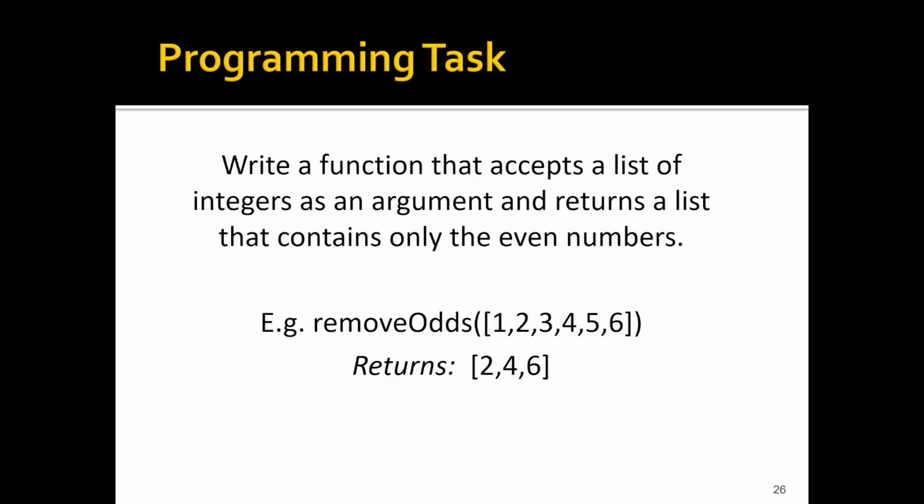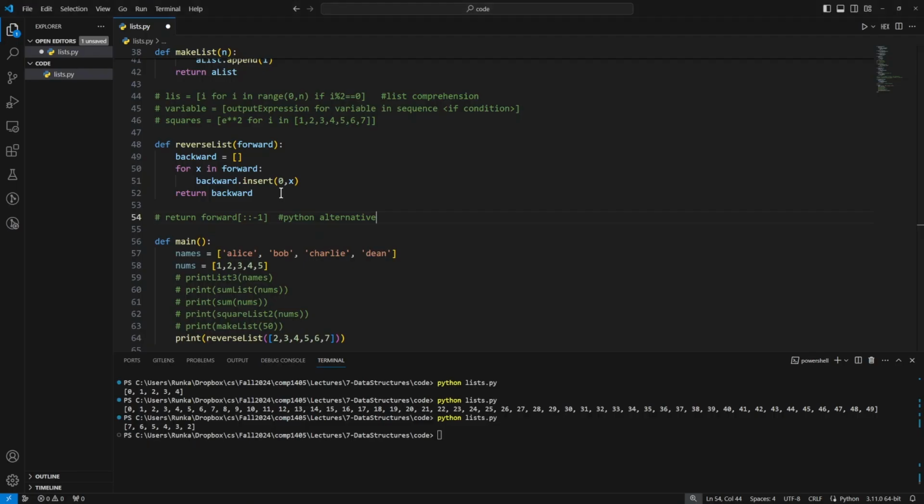All right, our next programming challenge says write a function that accepts a list of integers as an argument and returns a list that contains only the even numbers. So given some list 1 through 6, if we call remove odds on that list, it'll return just the evens. So it'll remove 1, 3, and 5, leaving us with just 2, 4, and 6. This is an operation known as filtering a list. In this case, we want to filter out all the odd numbers, or filter our list to keep just the even ones. So let's dive right in.